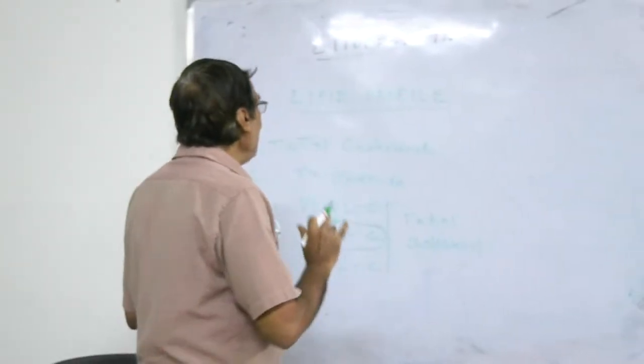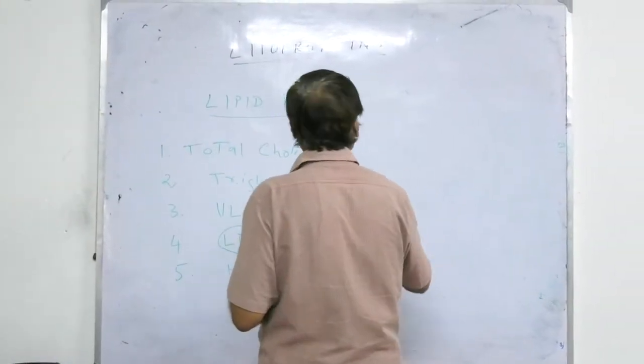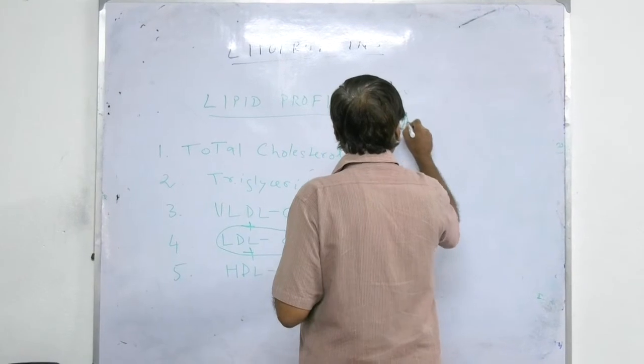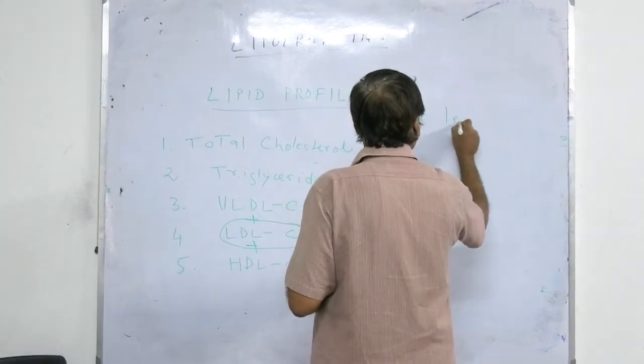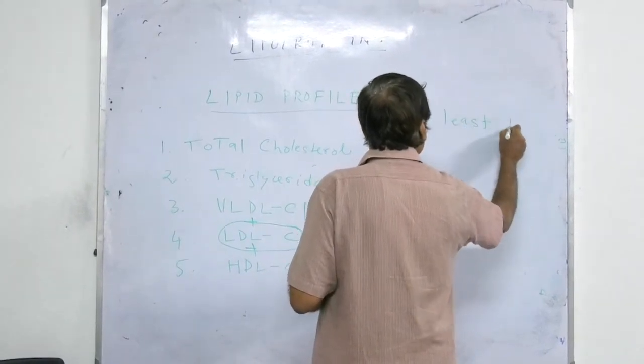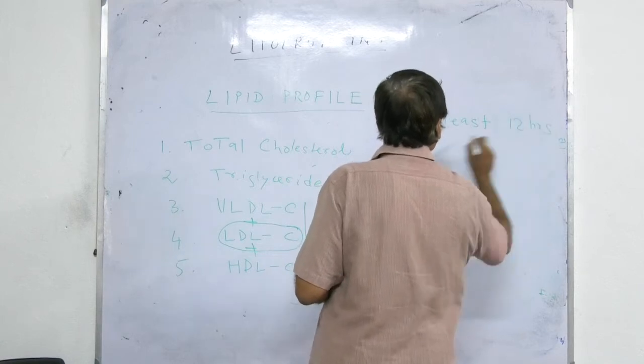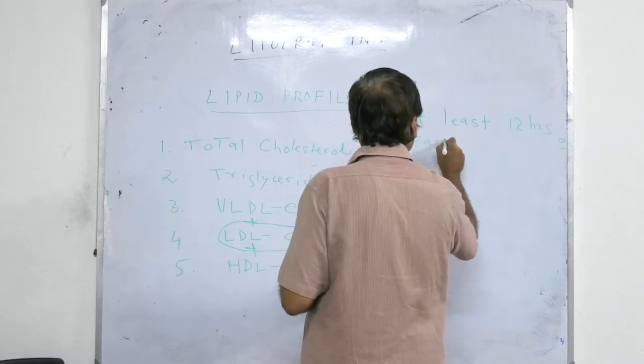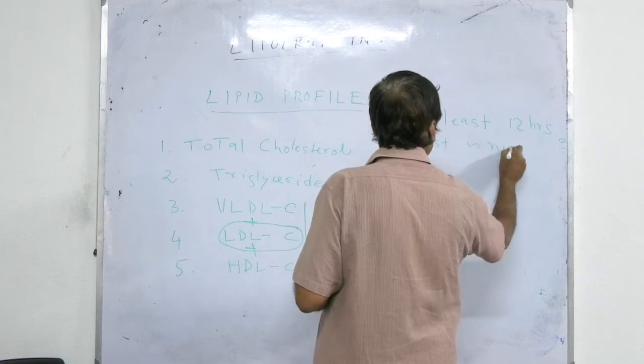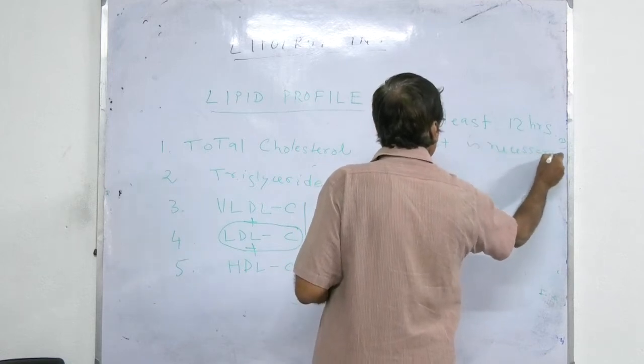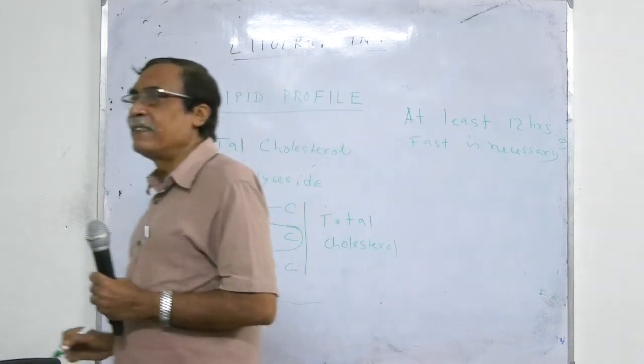But these are the parameters to be estimated as the lipid profile, the lipids present in our blood. What is the precaution to be taken before the drawing of the blood? For the drawing of the blood, at least 12 hours fast is necessary.